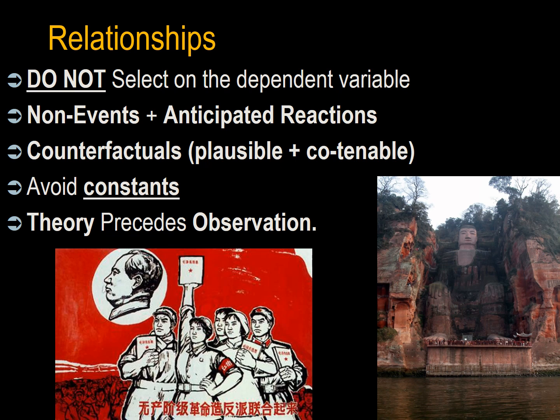So you need to make sure that what you're using to describe an outcome is not a constant, that it varies somehow. Confucianism does not vary. Now, you could argue that there are different types of Confucianism. That might certainly be a way to avoid Confucianism as a constant.